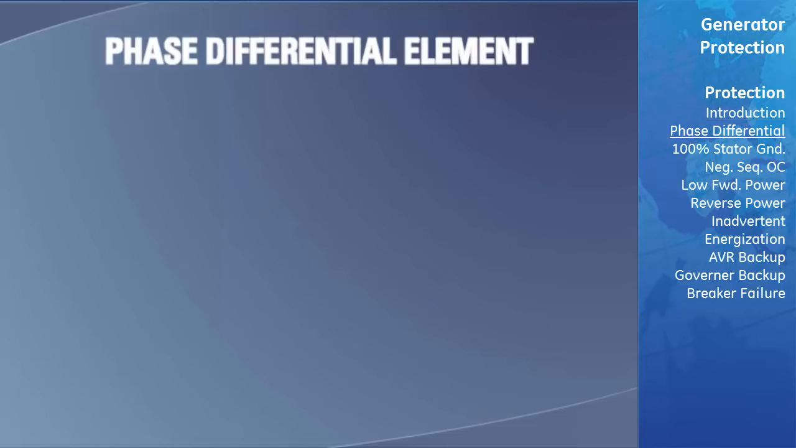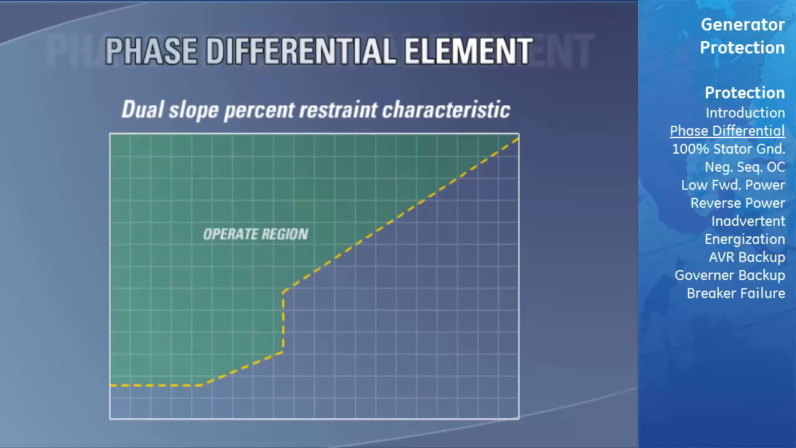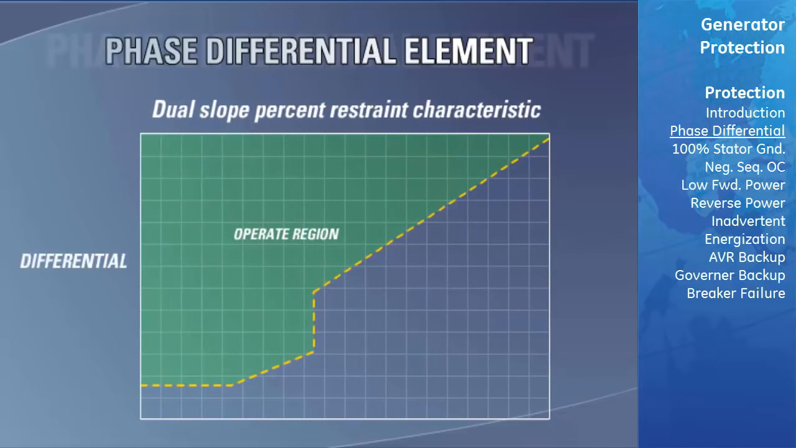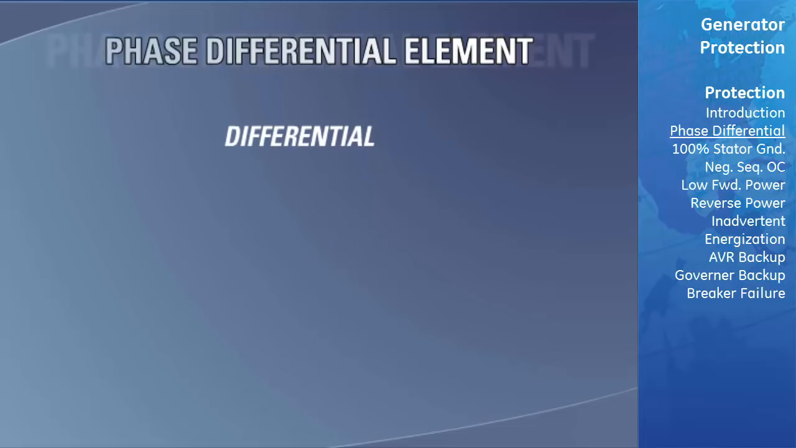The first primary generator protective element we will discuss is the phase differential element, which consists of the well-known dual slope percent restraint characteristic. Let's quickly review its operation. The phase differential element operates by utilizing the differential signal and the restraint signal. 3 differential elements are used, one for each of the generator's windings.